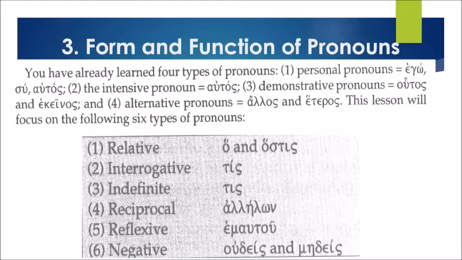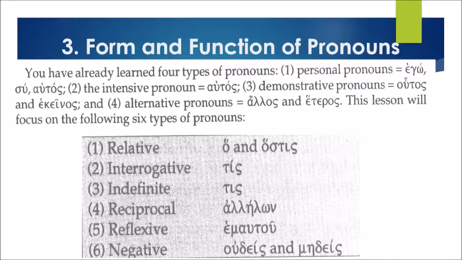So we have learned the 4 types of pronouns. You have the personal pronouns like ego, su, and autos. The intensive pronoun, autos. The demonstrative pronouns, houtos and ekeinos. And alternative pronouns, allos and heteros.